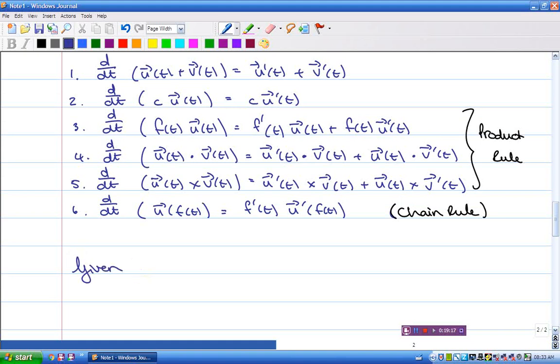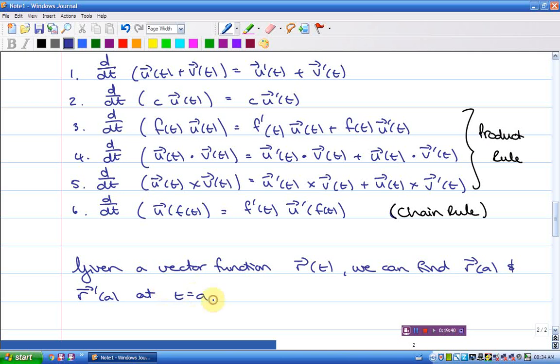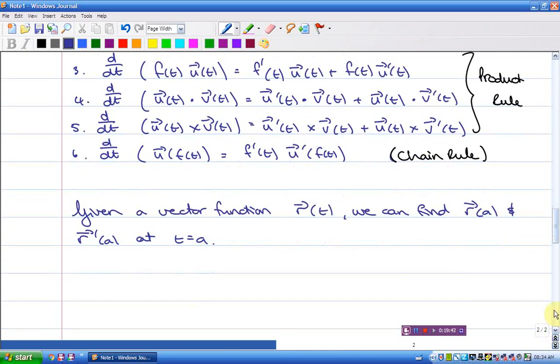Given a vector function r of t, we can find r of a and r dash of a at t equals a. For some t, r of a and r dash of a are not, in general, orthogonal.